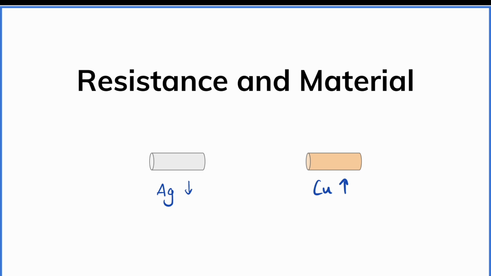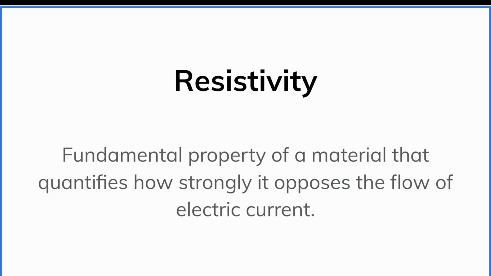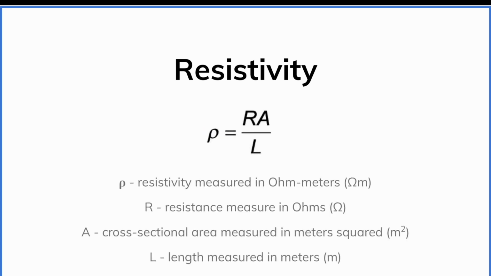That property is referred to as resistivity. This is a fundamental property. Sometimes in science we call this an intrinsic property. So it's an intrinsic property of a material, and it quantifies how strongly it opposes the flow of electric current. If we want to calculate resistivity, we use this formula here.